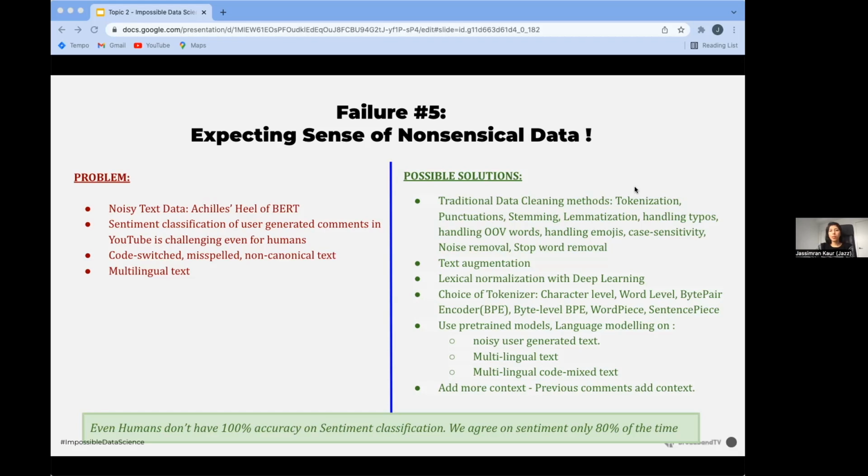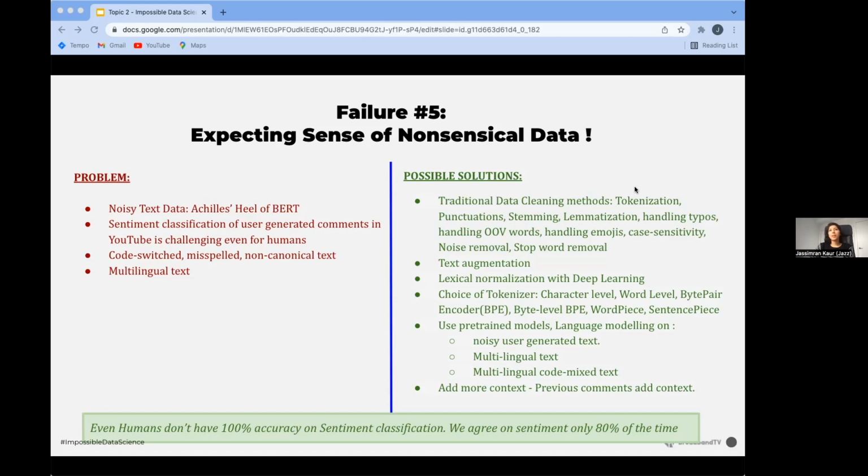So some of the possible solutions to work with. There are traditional techniques like tokenization, removing punctuation, lemmatization, handling typos, maybe using extra libraries to replace the typos, and then handling the emojis, making sure that all kinds of noise are removed, stop word removal. People have used text augmentation extensively, and I have personally tried it as well.